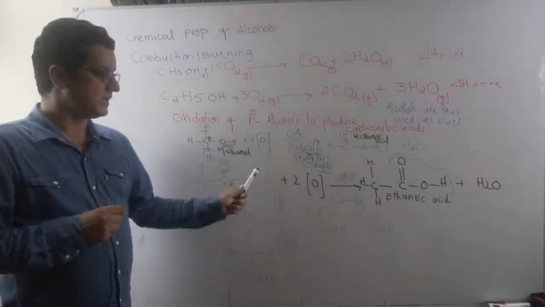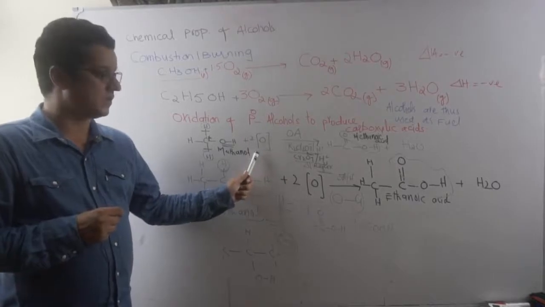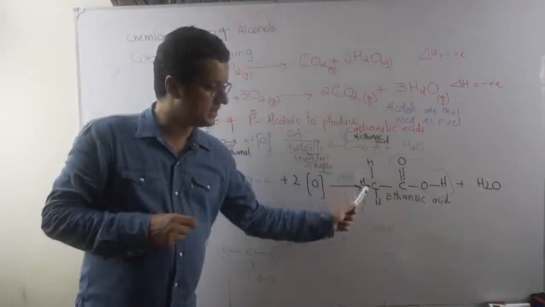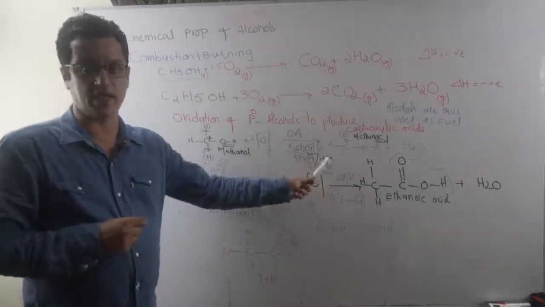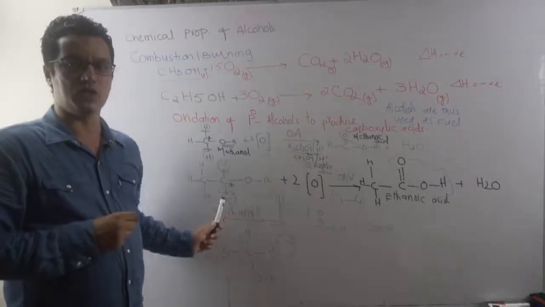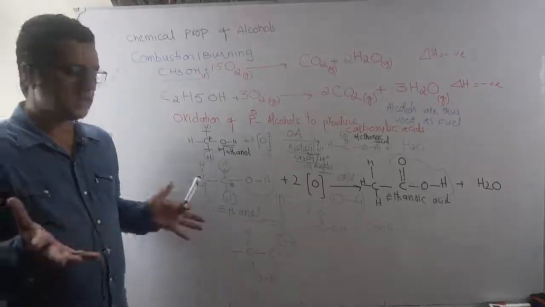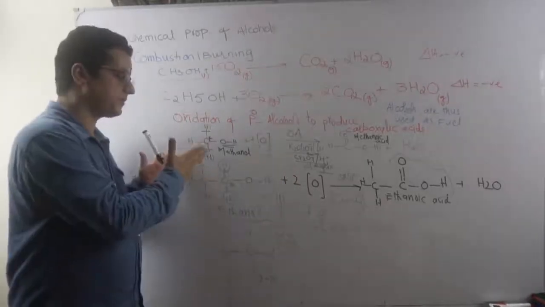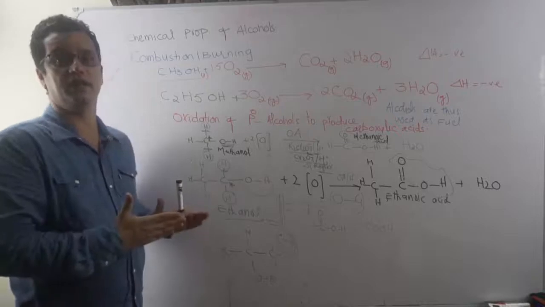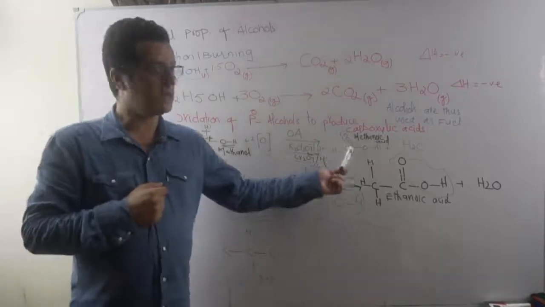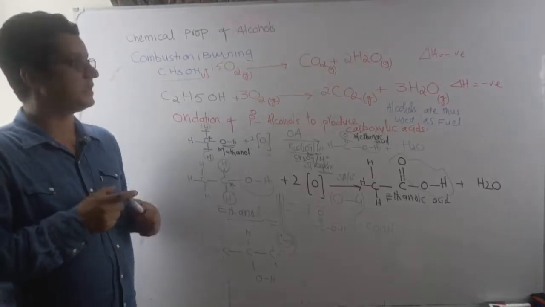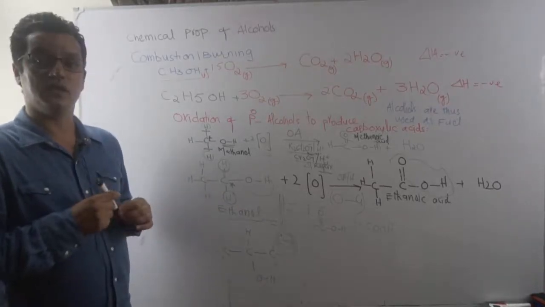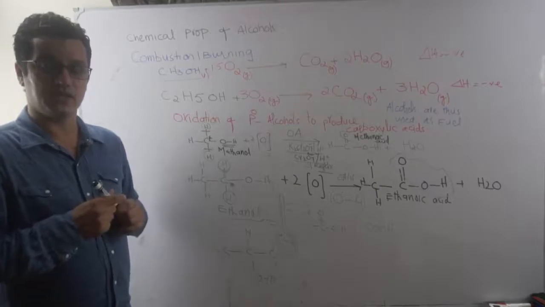From the oxidizing agent, they receive atomic oxygen, nascent oxygen, and turn to the respective carboxylic acid. Methanol to methanoic acid, ethanol to ethanoic acid, propanol to propanoic acid, butanol to butanoic acid. A variety of carboxylic acids from a variety of alcohols by this oxidation method. And later on, these will react to produce esters in our third chemical property of alcohols and carboxylic acids, that is esterification.